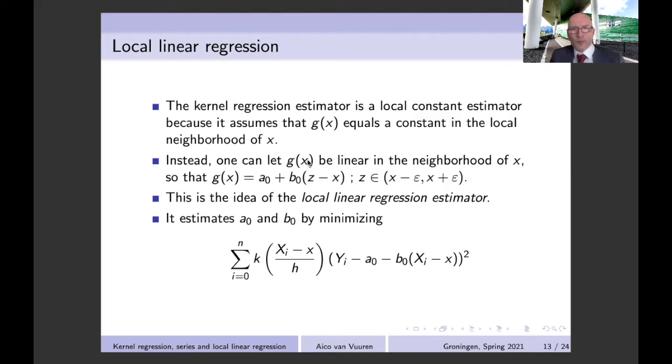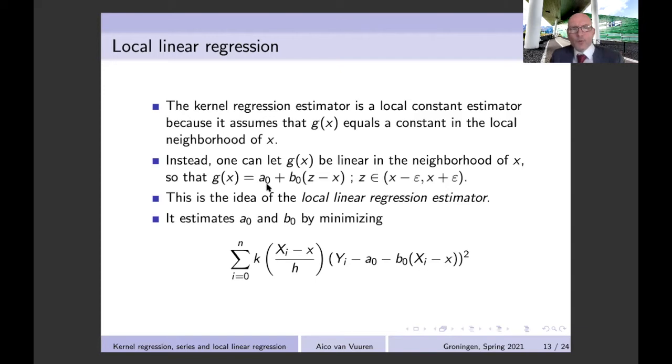In that sense, what we could do is try to use a local method where we're not going to assume that g(x) is constant. We could extend this a little bit by simply assuming that g(x) is a linear function, even if we consider it only very locally. So instead of assuming it to be constant, we could assume that g(z) is equal to a0 plus b0 times (z minus x), in this area where z goes from x minus epsilon to x plus epsilon, where epsilon is, of course, a really small interval, say the bandwidth as we have introduced it before.